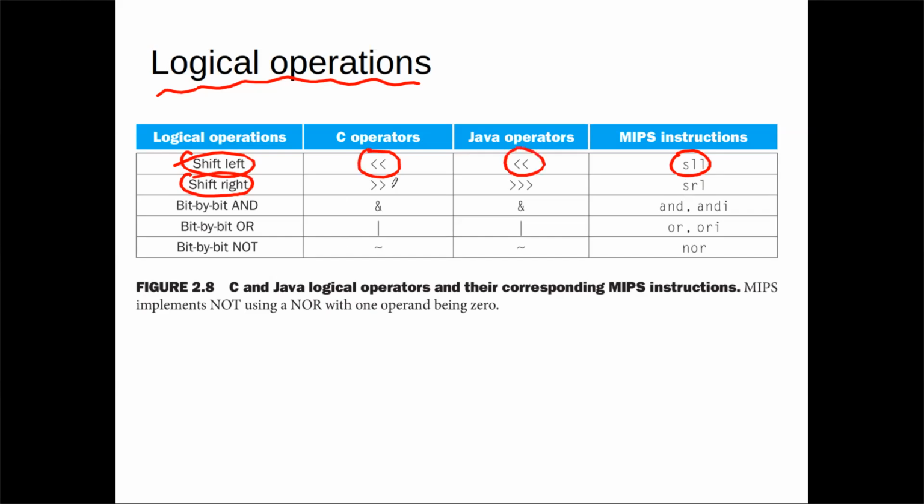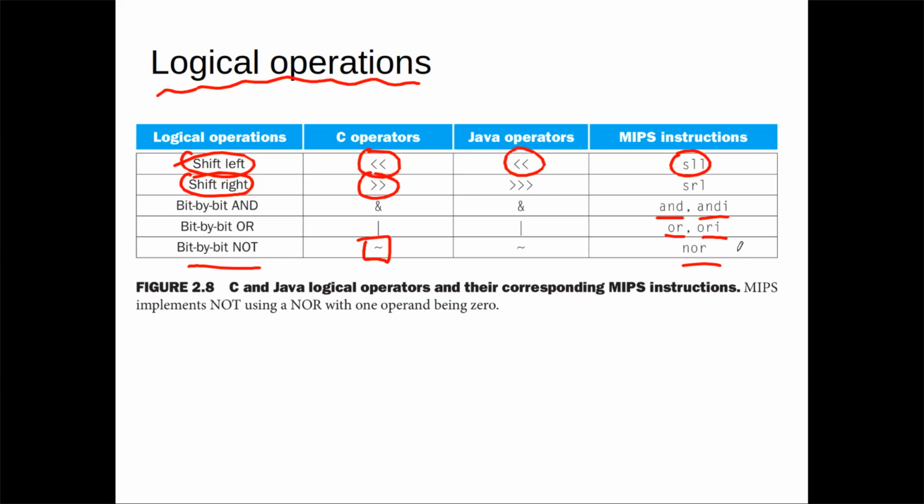In Java it's the same. Shift right, shift right logical, bit by bit AND. So it's AND and the AND immediate version, because you can AND with a constant. You can do a bit OR, again just on registers or with an immediate constant, and you can do a NOT, which is a complement here, which is the NOR instruction in MIPS, right?